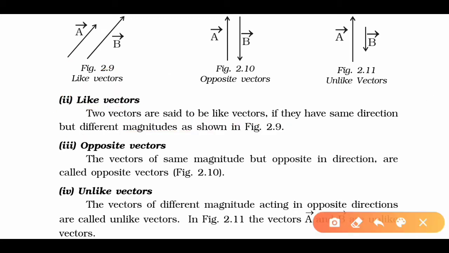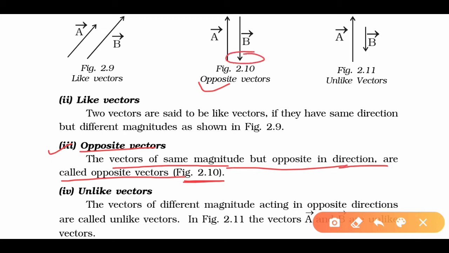Next, third one, opposite vectors. The vectors of the same magnitude but opposite in direction are called opposite vectors, as shown in figure 2.10. You can see in the figure both the vectors A and B have the same magnitude but the direction is opposite. The arrow direction, you can see, both are in different directions. So these vectors are known as opposite vectors.